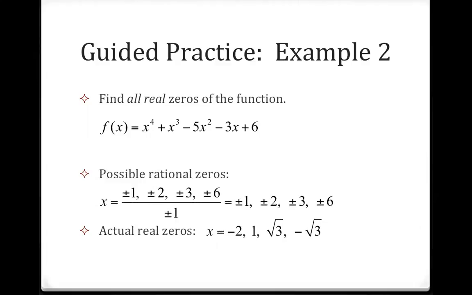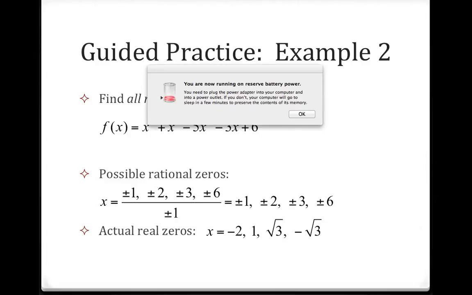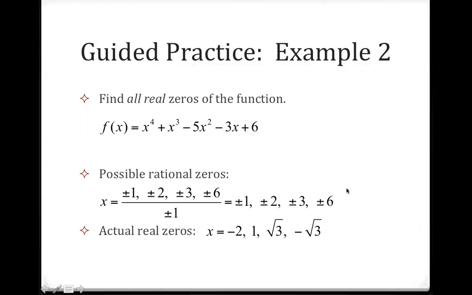All right, so our possible rational zeros in this case are going to be plus or minus 1, plus or minus 2, plus or minus 3, and plus or minus 6. When you test them in synthetic division, you find that negative 2 and positive 1 are numbers that work. And that should get you down to a quadratic of x squared minus 3 equals 0. So when you solve that one, you end up with additional zeros of square root of 3 and negative square root of 3.